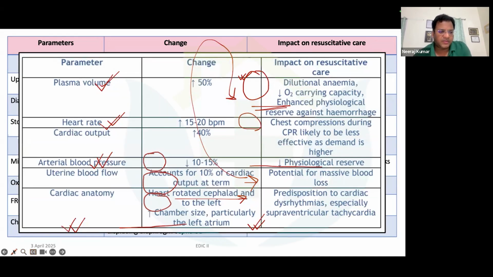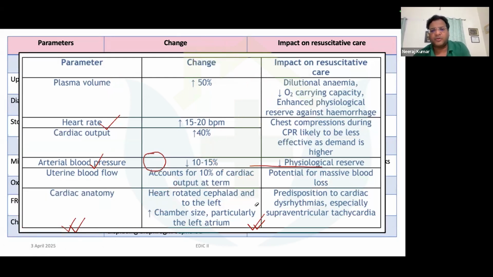Now coming to the next important thing, the important aspect is on your plasma volume. So what will be the effect on plasma volume? Plasma volume will increase by 50%. So what it will do? It will produce a dilutional anemia effect, which we all know. The oxygen carrying capacity of the blood will decrease, which we have discussed.